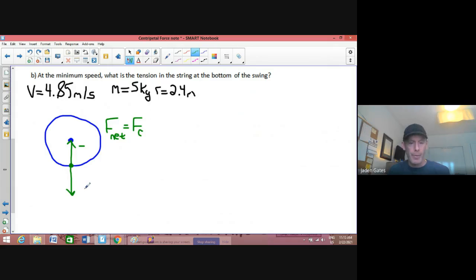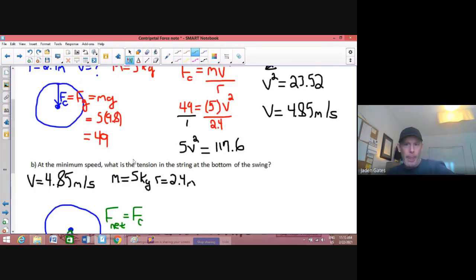Now, we already figured this out, right? Mass times 9.8, and we got 49 newtons. What's pulling this rock towards the center of the circle? It's the string, the force of the string, which we call T, tension. That's what we want to find. Now, let's get to the bottom of things. Our centripetal force, which is our net force, is equal to, now look at my diagram here, the tension is pulling up.